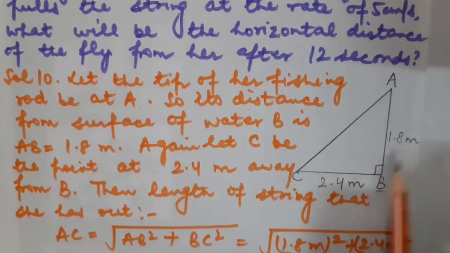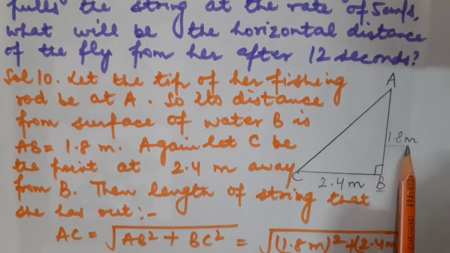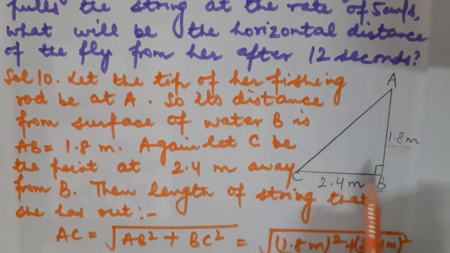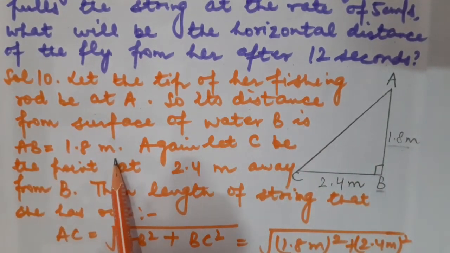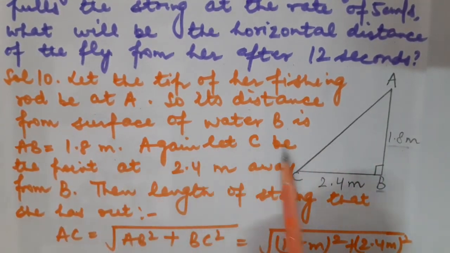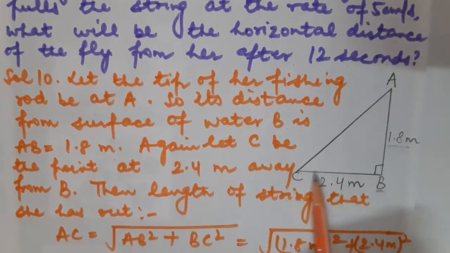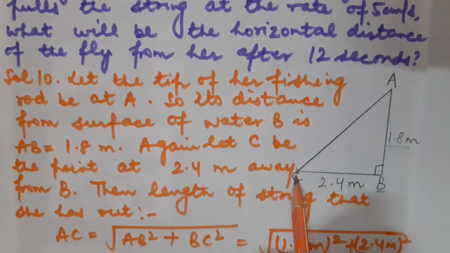The tip of the rod is directly above point B. How much distance is it going to cover? That is 1.8 meter. So its distance from the surface of the water B is AB is equal to 1.8 meter. Again, let there be one point C, which is 2.4 meter away from point B. This is the position of the bait.